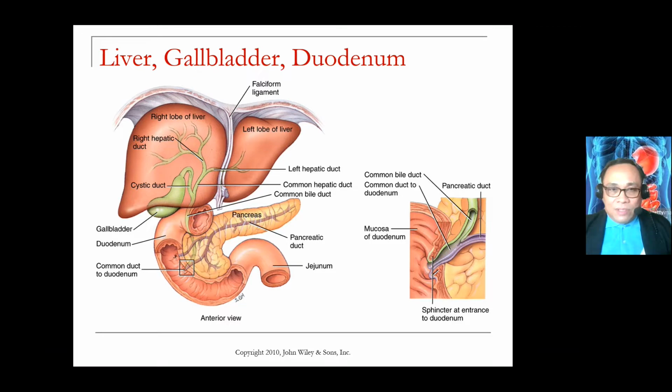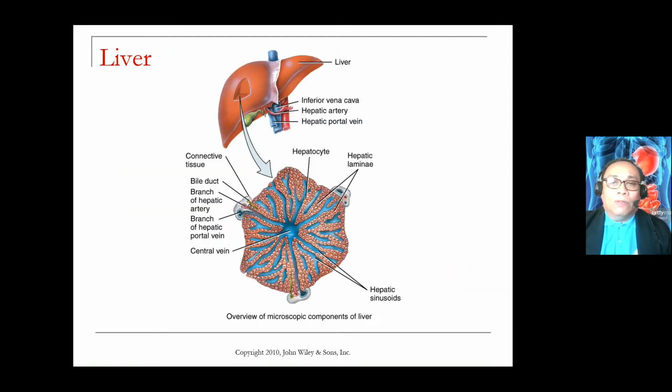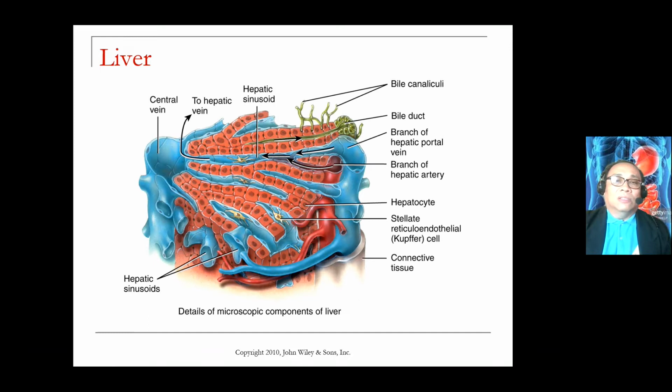Okay, this is a graphic representation of the relative position of the liver, gallbladder, and the duodenum. Ito naman yung clusters ng hepatocytes that converge into a central vein as it drains several hepatic sinusoids. Ito naman, an enlarged or magnified view of the sinusoid network that drains blood into a central vein.